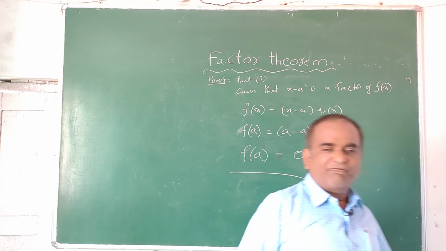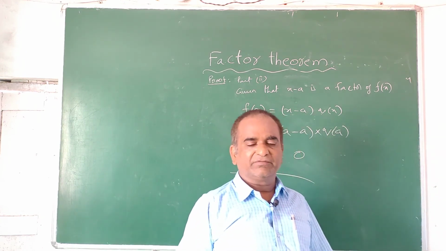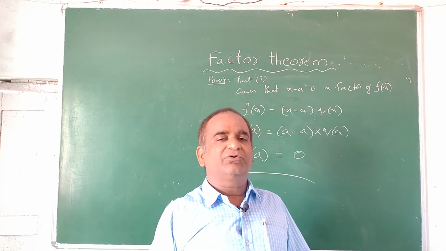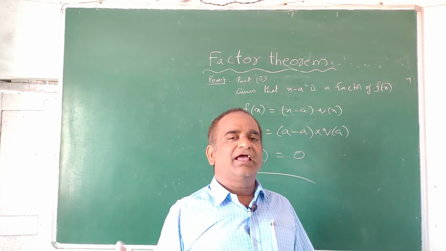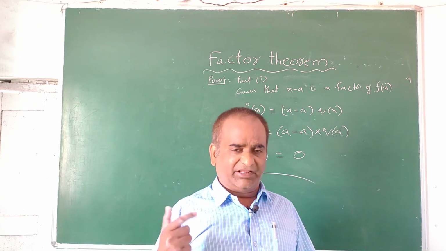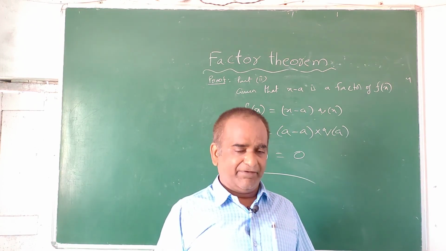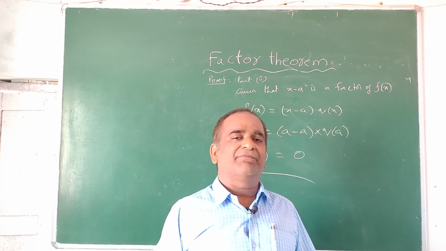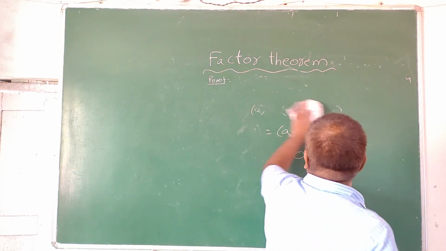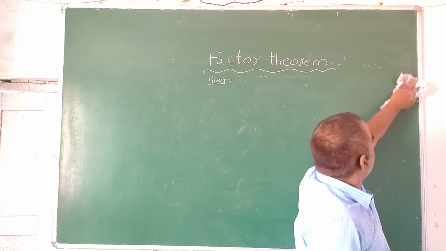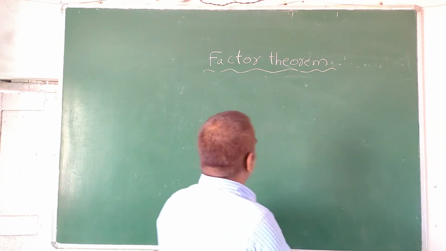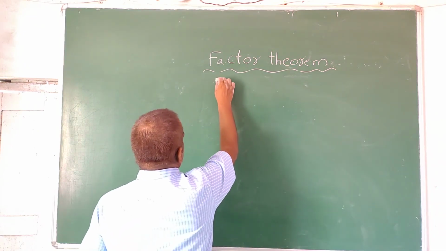So, what is the use of factor theorem? It is very simple. In any situation, if f of a, you have seen it is 0, you can conclude x minus a is a factor of f of x. Or if it is given in the question that something like x minus a is a factor of f of x, you can take f of a is equal to 0. See, for example, a small example I am taking to make you very clear with the concept of factor theorem.